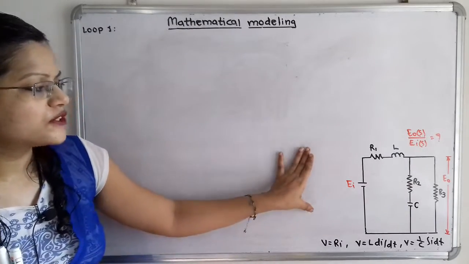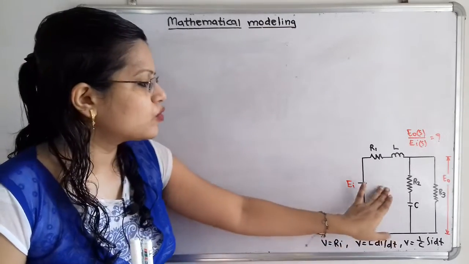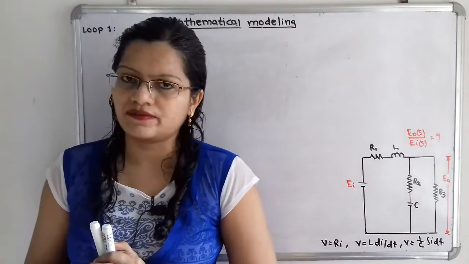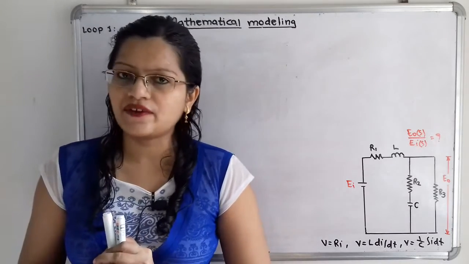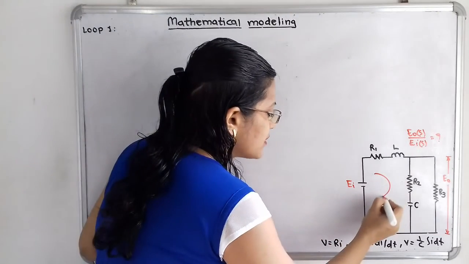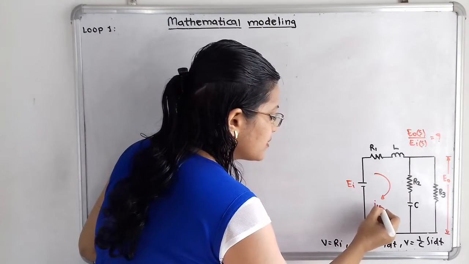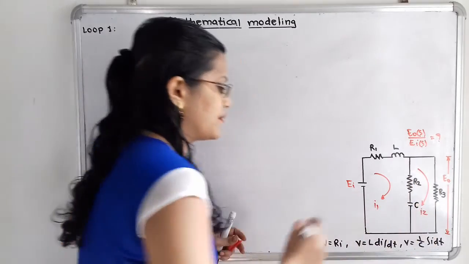Now if we observe this circuit, this is a combination of two loops, and these two loops are parallel to each other. So we can say that the current flowing in each loop is different. So I will show this current. In the first loop the current I1 is flowing, and in the second loop the current I2 is flowing.